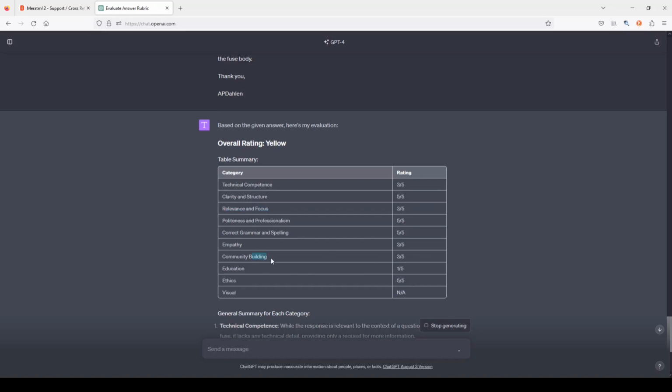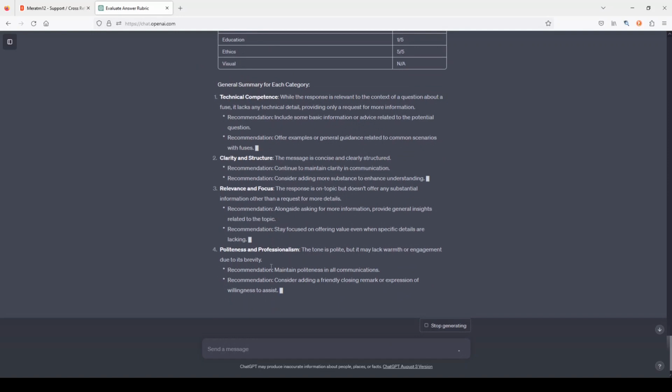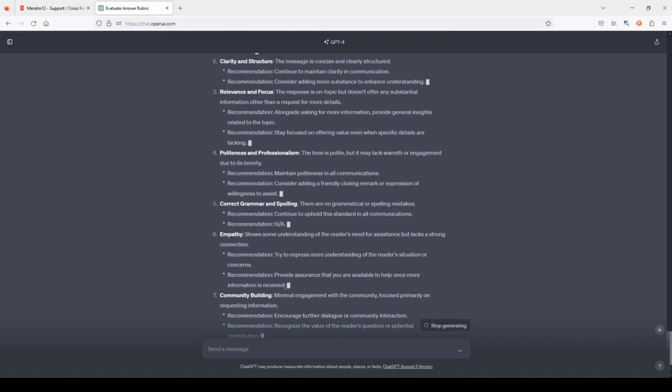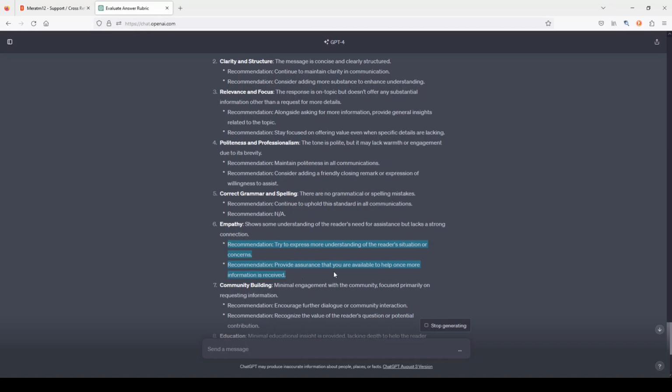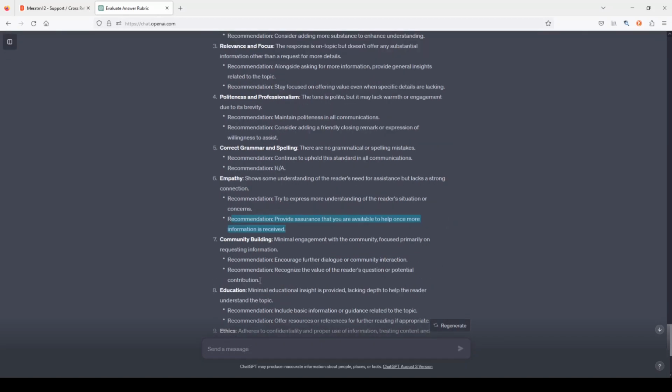Scroll down and see what it says about education and community building. Yes, I'd have to concur with this. Try to express more understanding of the reader's situation. That would have been good. And this also would have been good to provide assurance that somebody in the community would be able to help once they knew that information. And these are also good recommendations on community building. Again, further dialogue, more community action whenever possible, and recognize the value of the reader's questions.